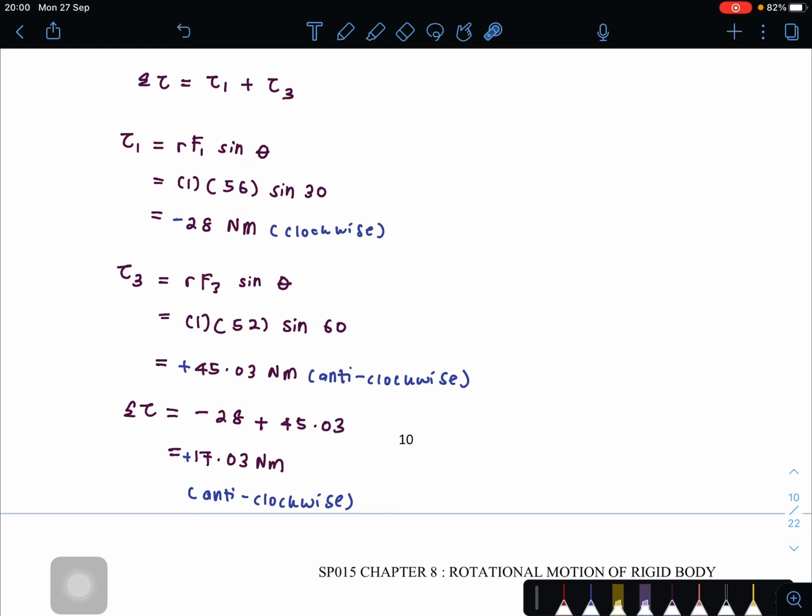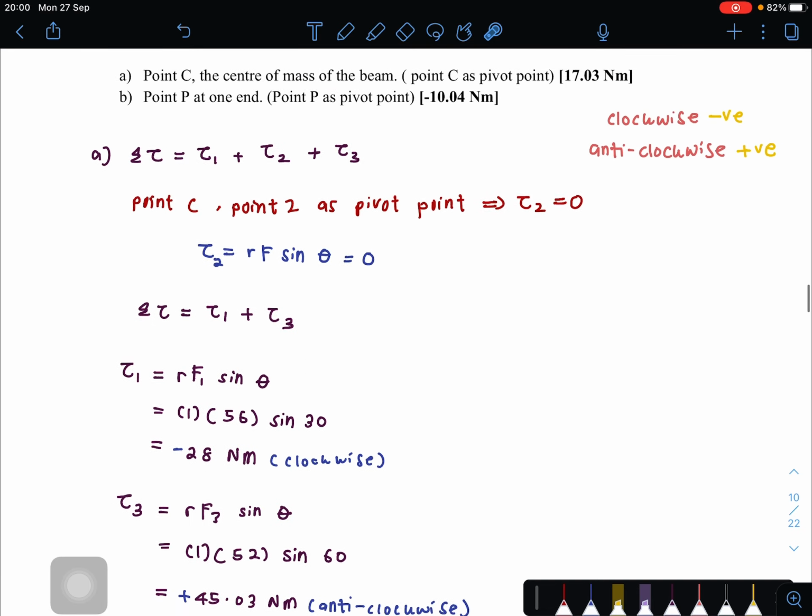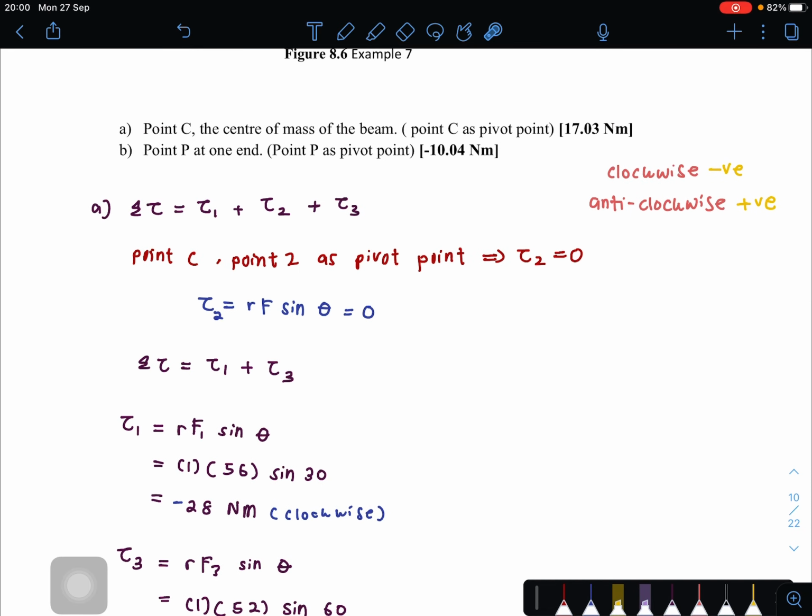Okay, since torque is a vector quantity, we need to always give the answer with magnitude and direction. Okay, the same for the final answer. You must state either clockwise or anti-clockwise. Do not put positive only. You must state either it is clockwise or anti-clockwise. Okay, so that's the first one, which is the pivot point at C.